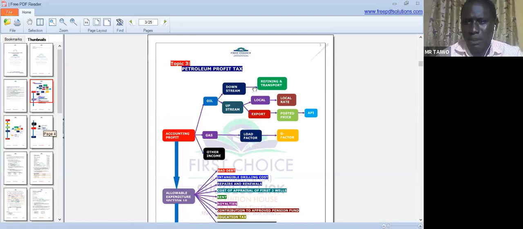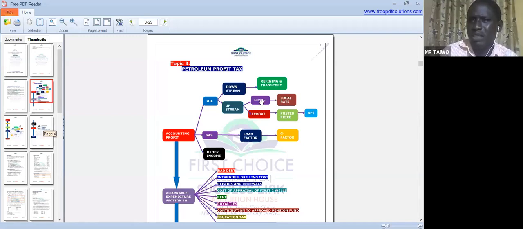I explained that the last time. Downstream is more of the refining and transportation of crude oil, and it is not all about exploration. What you'll be given in the exam mostly is that of the exploration, and that is what we term upstream. Upstream activities are those of the petroleum organizations that deal with exploration of crude oil. For the upstream, we now have local and export. You can either sell the oil locally or you export it.